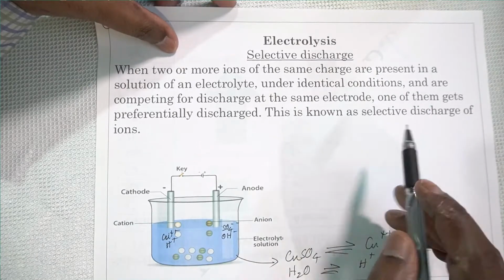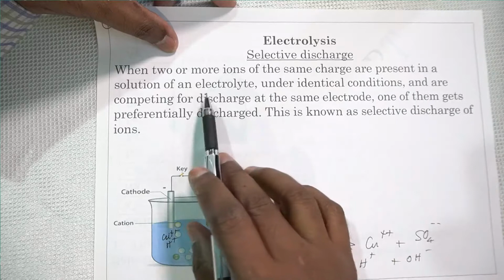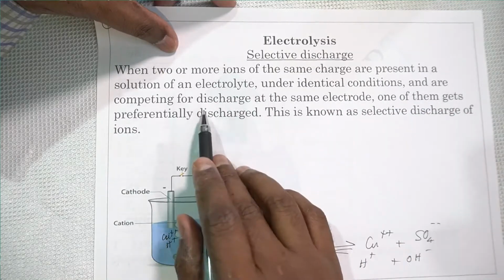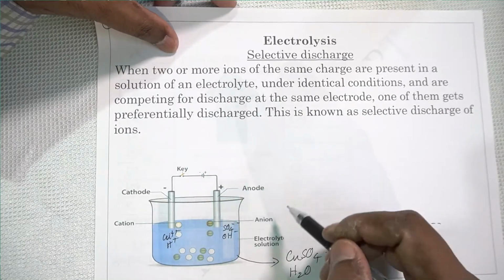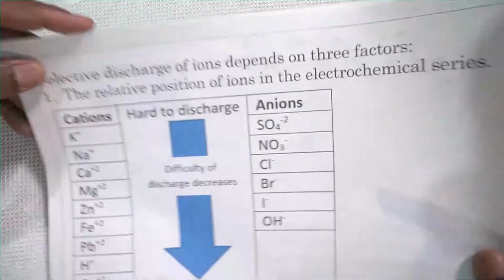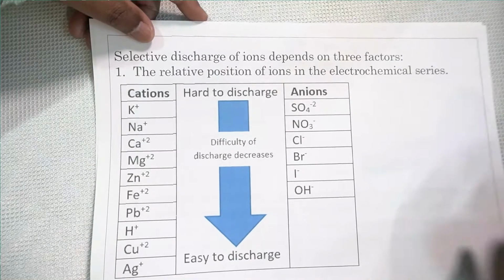You can see the statement again. When two or more ions of the same charge are present in a solution of an electrolyte under identical conditions and are competing for discharge at the same electrode, one of them gets preferentially discharged. One gets the priority. Now this is what is called a selective discharge. Now this is based on certain principles. Which ion will be discharged is determined by certain factors.